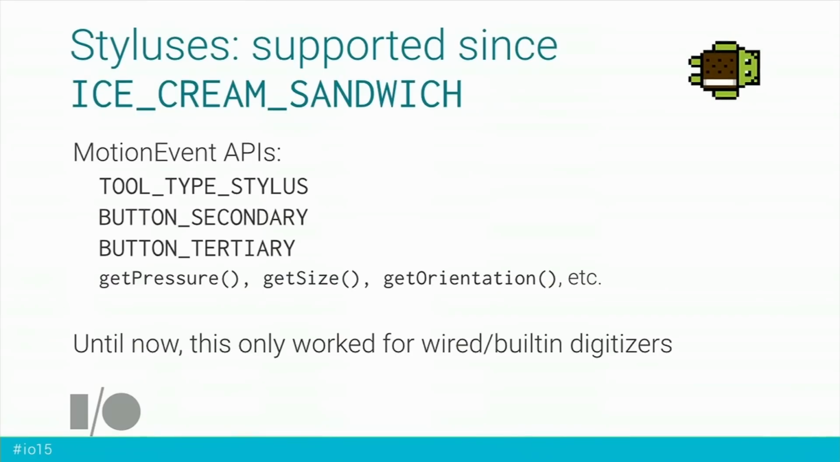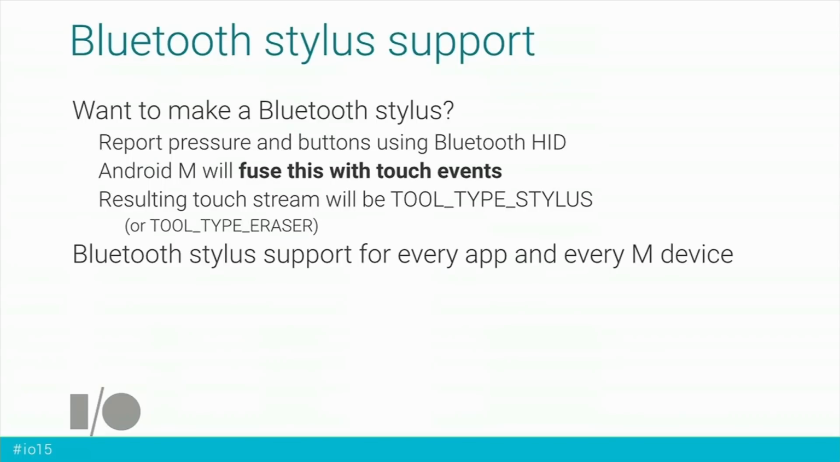Unfortunately, until now, this only worked for a wired digitizer like a tablet that you plug in, or a built-in active digitizer like a device with its own pen. So what we've brought in M is a couple of things. First of all, a declaration that you can create a data stream. Bluetooth HID over GATT. If you're a Bluetooth LE person, that means something to you.